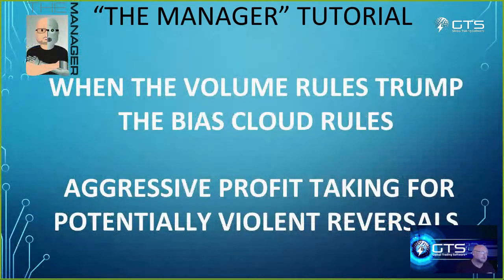consistently. So when the volume rules trump the bias cloud rules, okay? So aggressive profit taking for potentially violent reversals. So we have that cloud, and that's our go-to to begin with. But the reason why we have those colored candles and those dots up above or below is to understand that behavior. So these potentially violent reversals. So the rules for the bias clouds get trumped when these things happen. And we're going to go through some of those now.